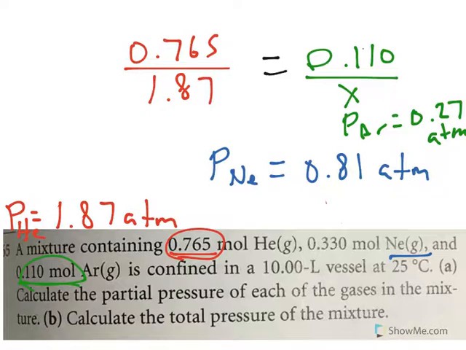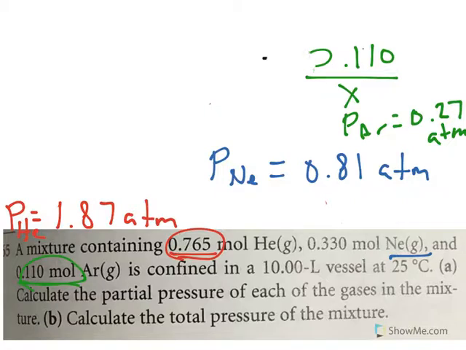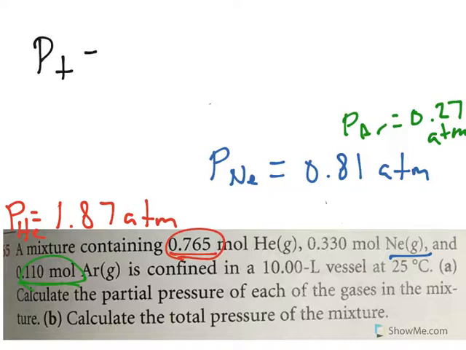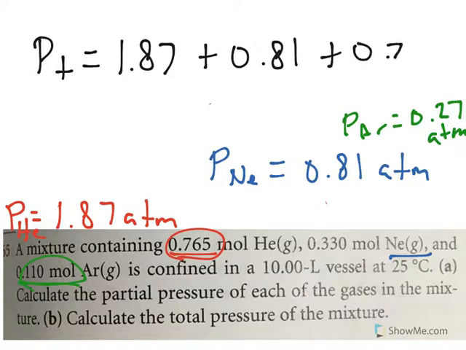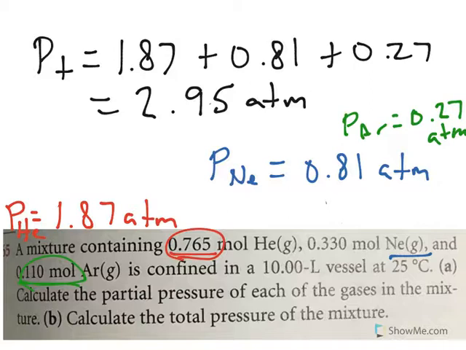So we found the partial pressure of each gas. Now in order to find the total pressure, that's just Dalton's law of partial pressures. We're simply going to add them together. The total pressure will equal 1.87 from the helium, plus 0.81 from the neon, plus 0.27 from the argon. Now I got a little lazy in my calculator and I did not carry as many significant digits as I should have, so I got 2.95 atmospheres. If you got a slightly different answer, it's probably because you kept more precision than I did.